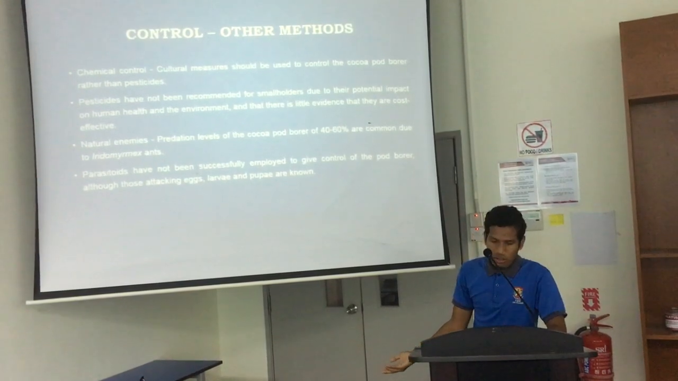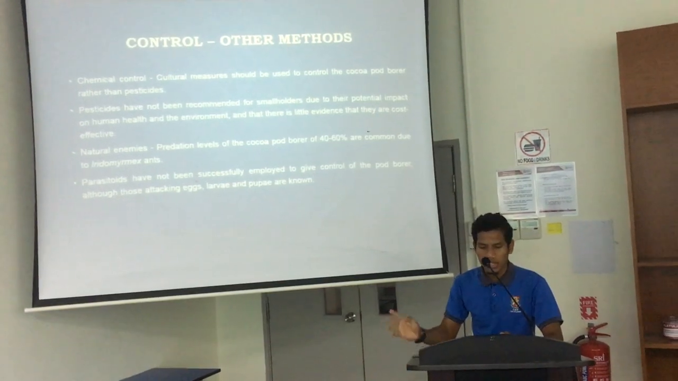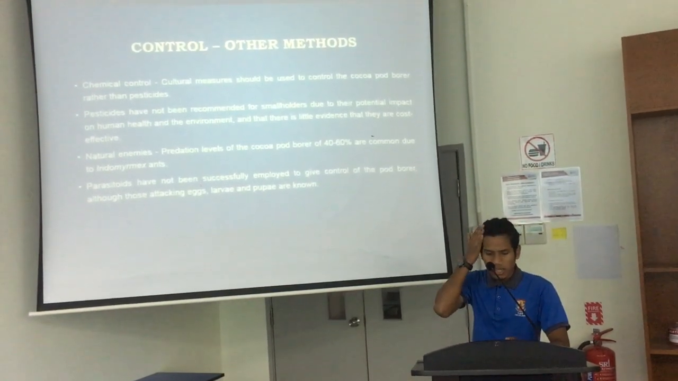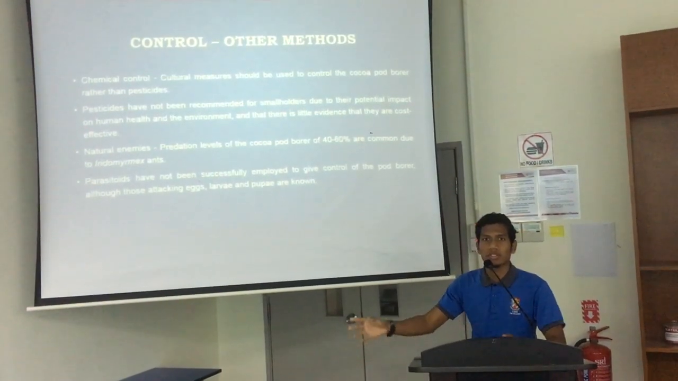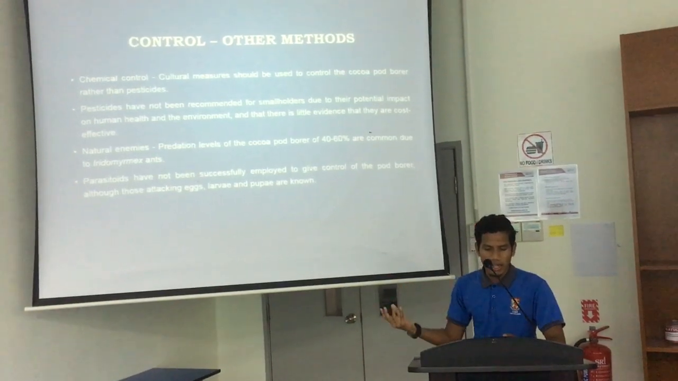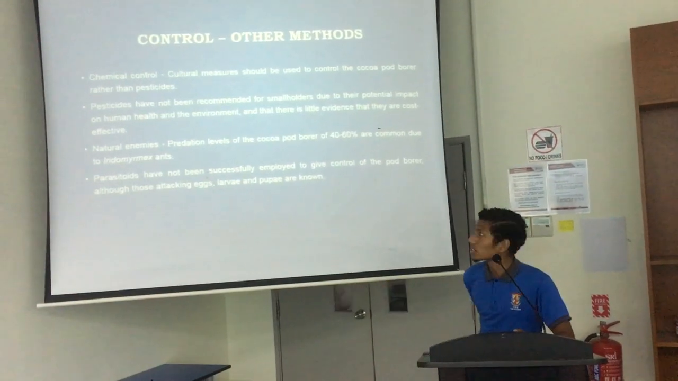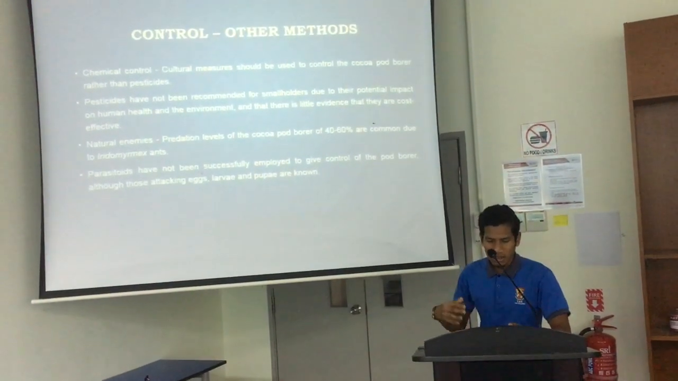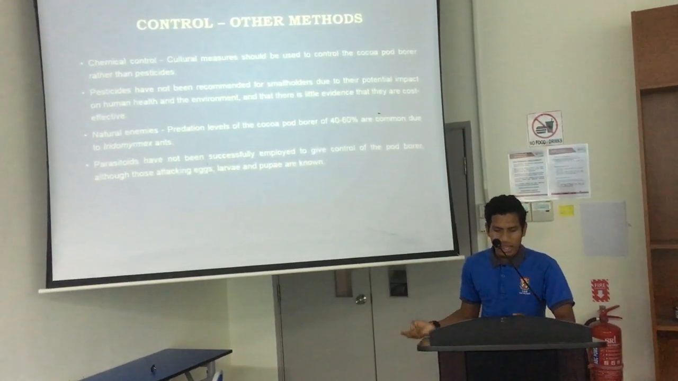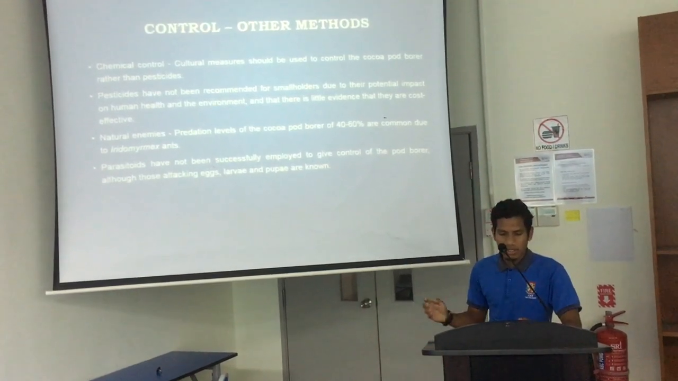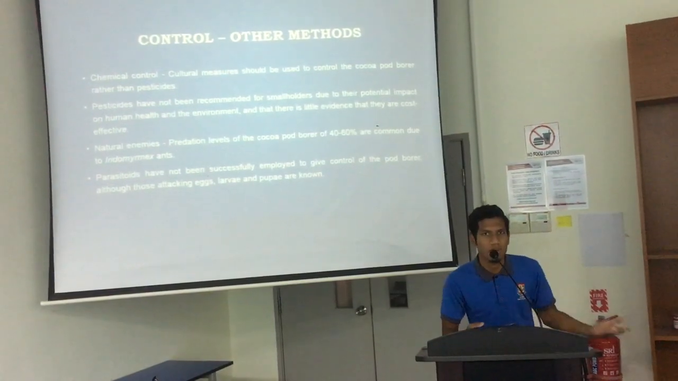Next. Other methods: we have chemical methods, but they are usually not practiced by farmers because they are not very effective and not recommended for smallholders due to the potential impact on the cocoa. Other than that, we have natural enemies, where predation levels of cocoa pod borer of 40 to 60% are common due to Iridomyrmex ants. We also have parasitoids, but they have not been successfully employed to control the pod borer. So those are the control methods for the cocoa pod borer.